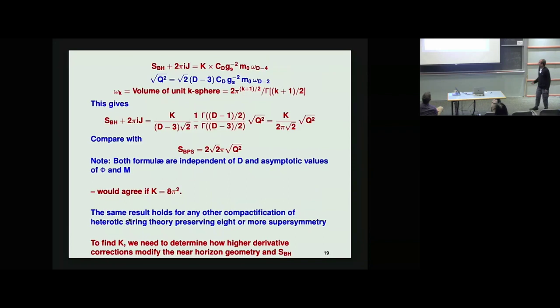And so if you compare with the microscopic formula, we see that both formulas are independent of D and the asymptotic values of phi and n, and they would agree if k is 8 pi squared, which of course we don't know how to calculate. But if we could calculate k, whatever it is, it either is 8 pi squared or otherwise string theory is wrong, because we are now really comparing index to index. So if it fails, then there is no way out.